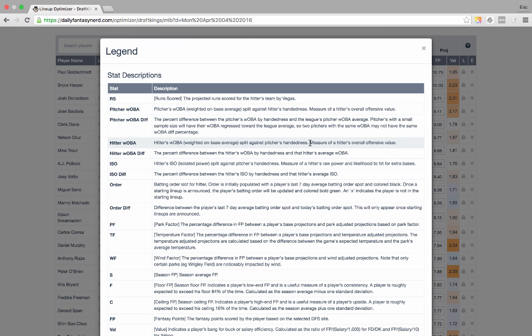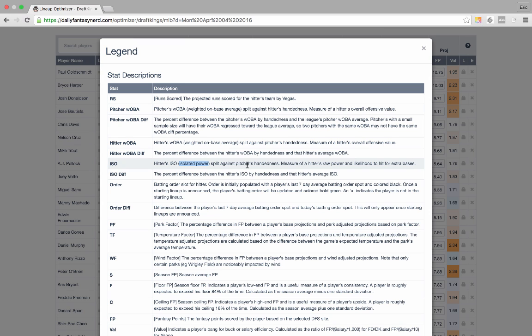So wOBA is a measure of a hitter's overall offensive value. It's a better stat than just batting average because it accounts for a double or triple or home run being more valuable than a single. Whereas batting average does not do that. It just takes hits over plate appearances. So wOBA's a useful stat as kind of a catch-all offensive stat, as well as being very useful in cash games. ISO, on the other hand, stands for isolated power.